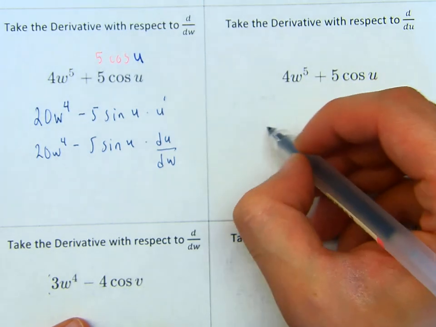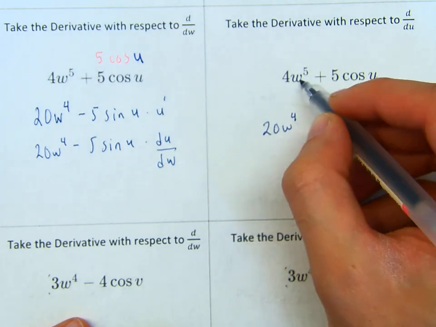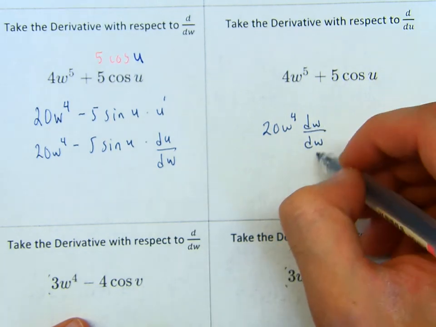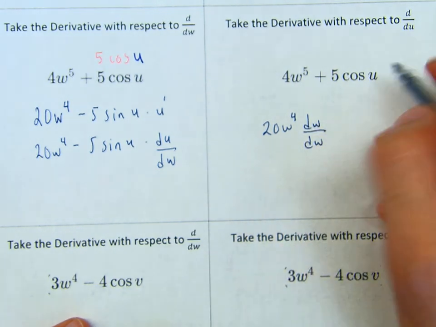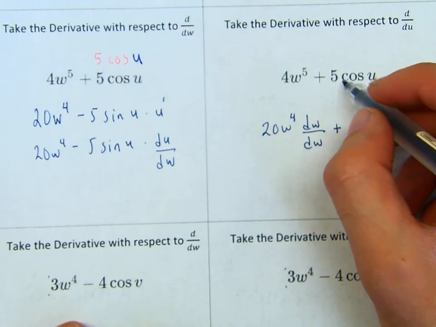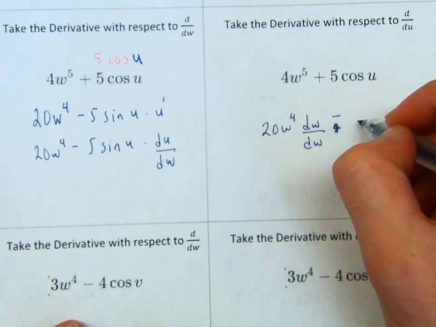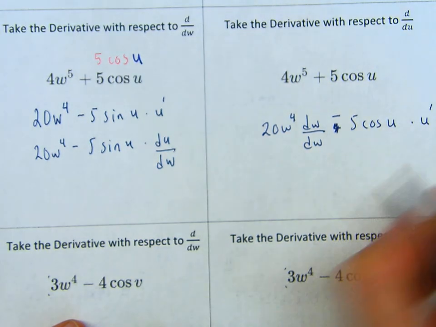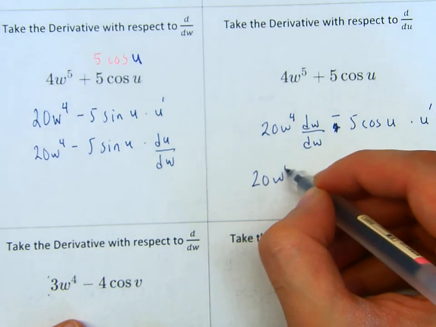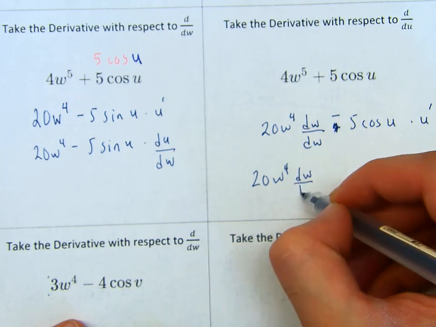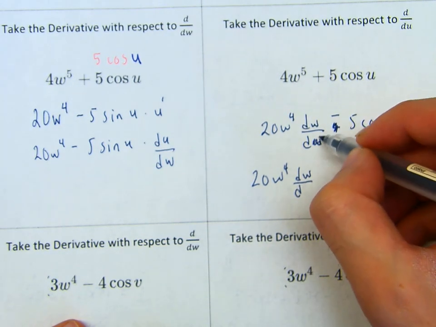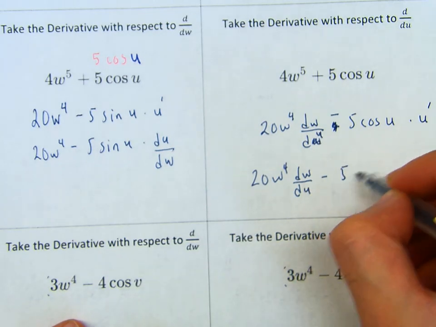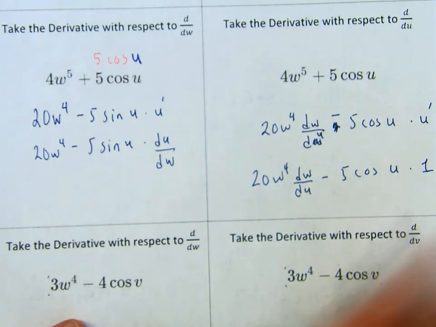This is going to be 20 w to the 4th dw du. Okay, take your time saying it. dw du, right? Plus, now same idea here. This will be negative 5 cosine of u times u prime. But here, this is 20 w to the 4th dw du, oh my bad. Okay, I'm sorry about that. dw du minus 5 cosine u times 1, right?